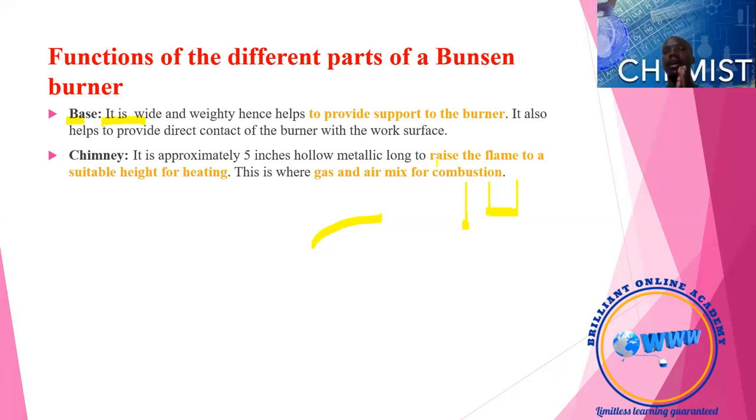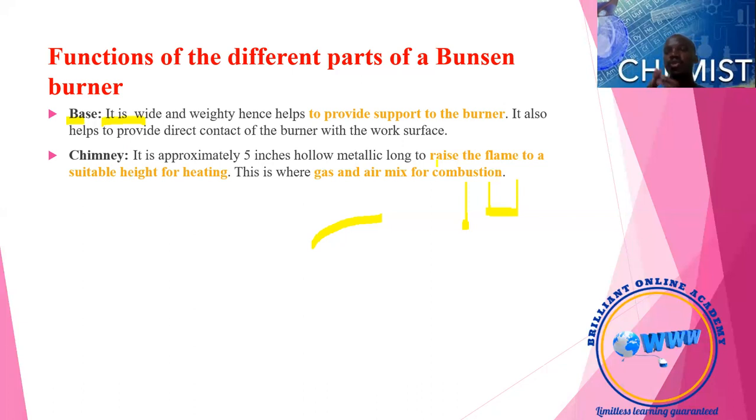So when you are asked to state or explain how the chimney is adapted to its function, you'll say that it is metallic with an approximate height of 5 inches, that therefore it raises the flame to a suitable height for heating. Or you can also say it is made up of metal, therefore it cannot be burnt or consumed by the flame which is produced.